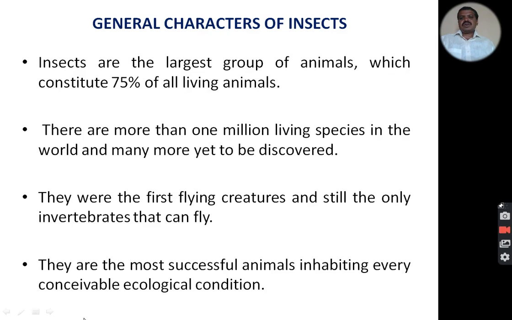Usually, insects are the largest group of animals under the phylum Arthropoda. Insecta is a separate class. Insects constitute about 75% of all living animals on the planet Earth. There are more than 1 million living species categorized and identified in the world, and many more yet to be discovered.